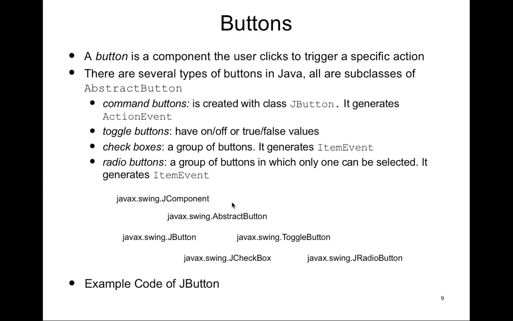Here's a picture of the hierarchy, where we have the JRadioButton and the JCheckBox that come from the toggle button, which comes from the abstract button. And then we also have the regular button that comes from the abstract button. And then all of them come from JComponent, which is the lower end of the hierarchy.